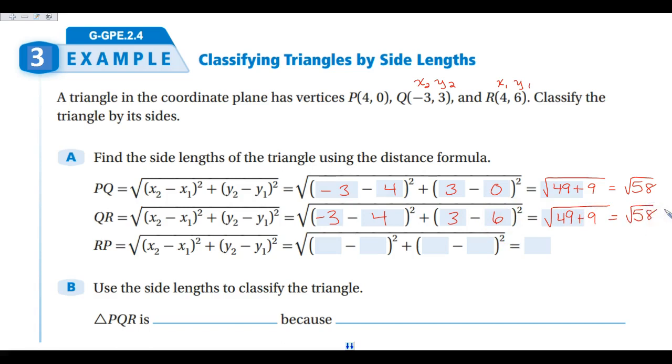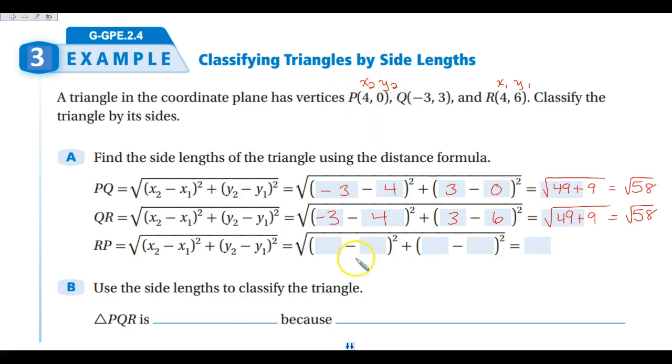So at this point, we know that because PQ and QR are the same length, our triangle is at least isosceles. Okay, we need to do the next one to see if our last side is also the square root of 58 to be equilateral. If it's something different, then we know we have an isosceles triangle. So let's take a look. I want to do PR. So again, I'm just going to leave R as x1, y1, and I'm going to make P x2, y2.